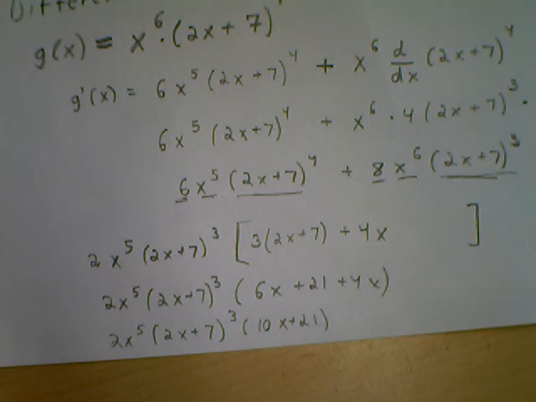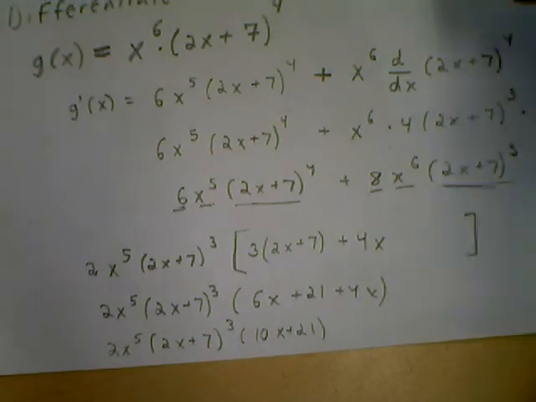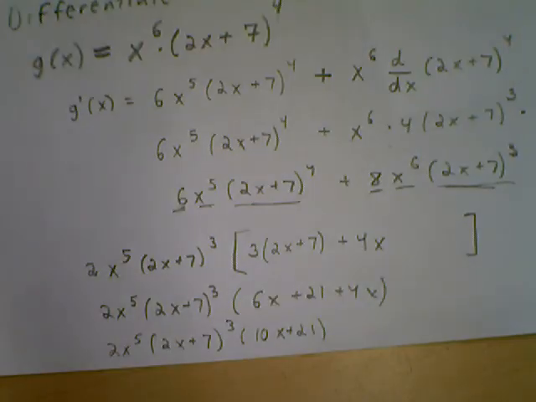All right. This concludes the video on factoring out the greatest common factor when you have the product and chain rule.